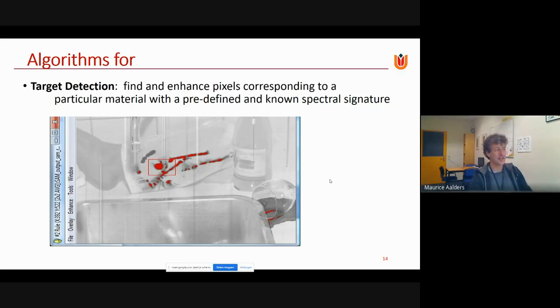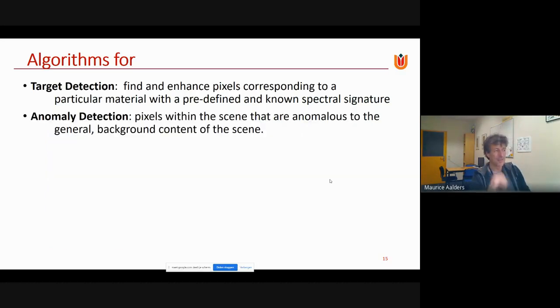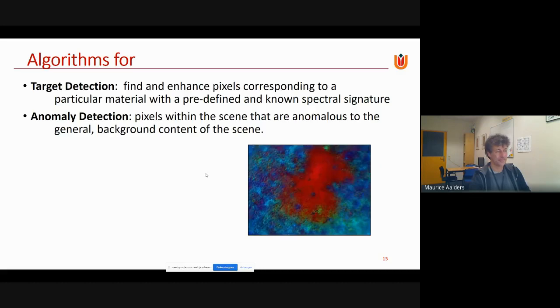So that's target detection. If you're looking at anomaly detection, that's basically if you have a large scene, you can find pixels within the scene that are anomalous to the general background content of the scene. So that's basically generating the normal, which is your reference spectrum, and then you can detect all the pixels that are different from that. And you can, for instance, do that by spectral angle mapping.